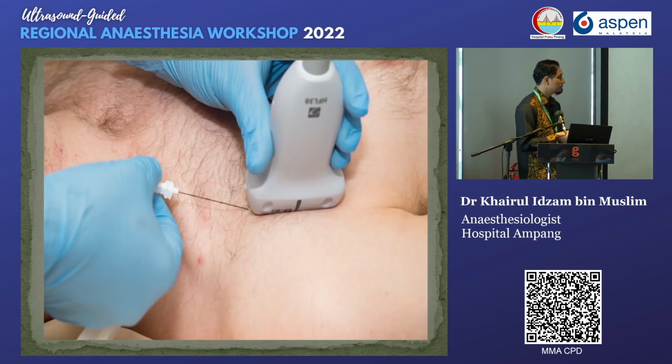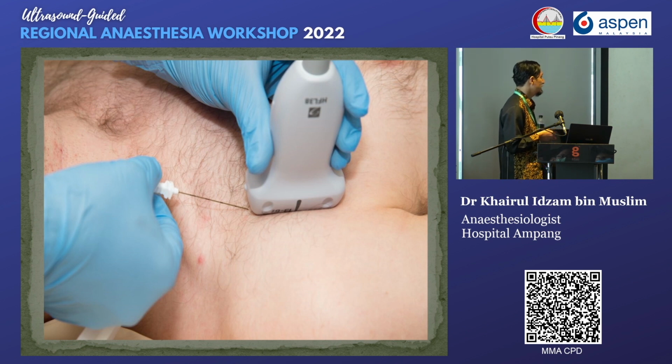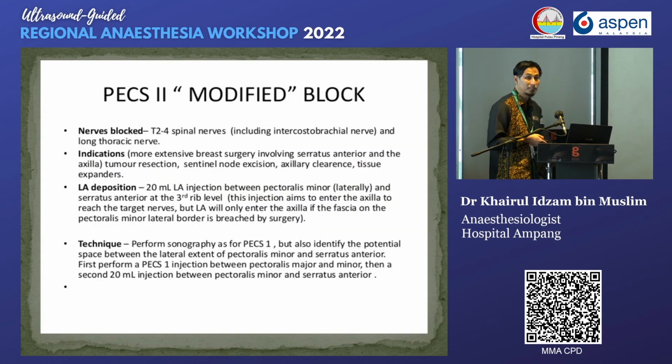So this is another image. This is the patient's head, cranial caudally, in plane using a high frequency transducer. So after we identify the third rib, we try to deposit our LA in between PEC major and PEC minor for the PECS 1. So PECS 2 is a modified block.